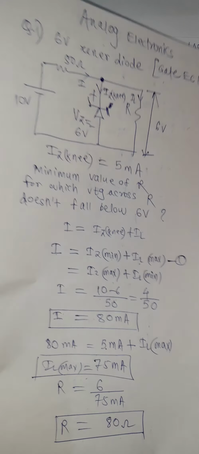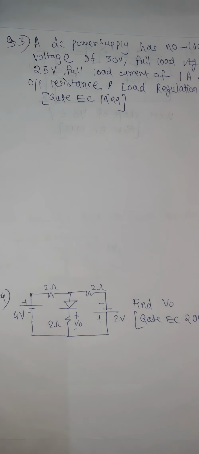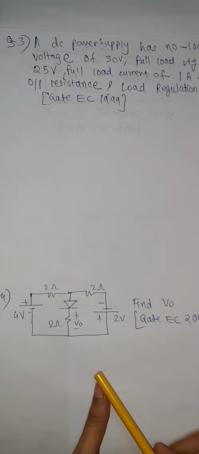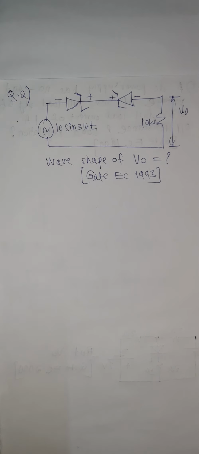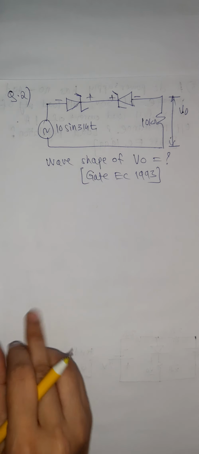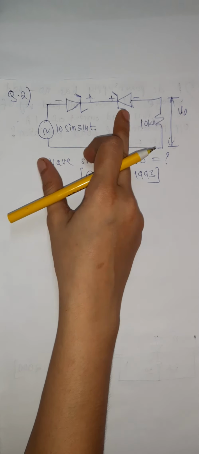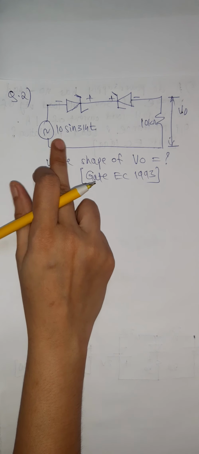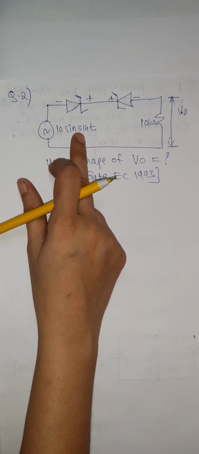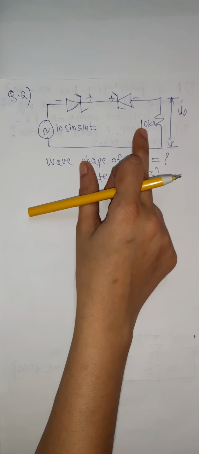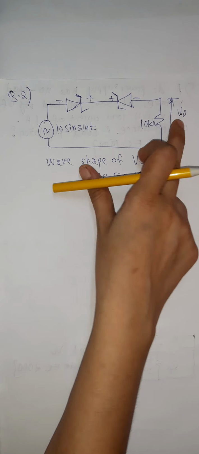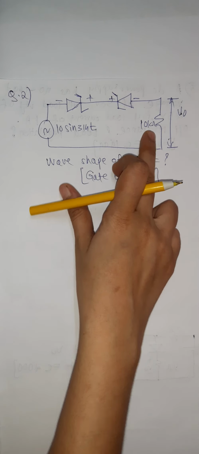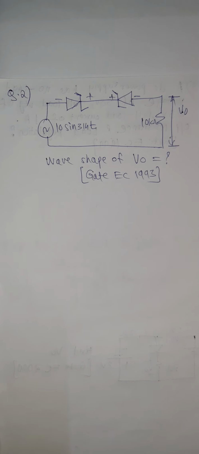Now I will approach question number 2. In question number 2, one diagram is given. Here two Zener diodes are cascaded, this Zener and this Zener. There is a sinusoidal voltage source of 10 sine of 314t and a 10 kilo ohm load resistor. What is the wave shape of V0, that is the output voltage, the voltage across this 10 kilo ohm resistor? We have to find the shape of the output waveform.